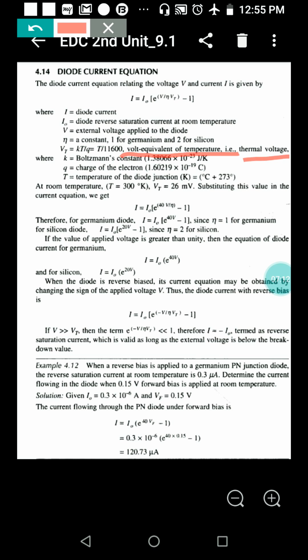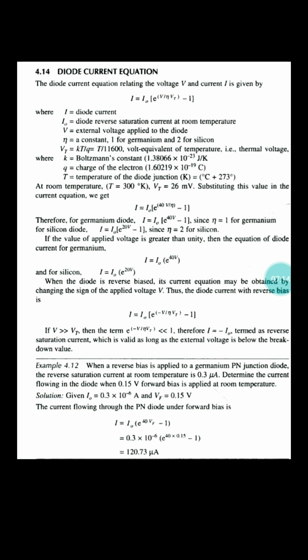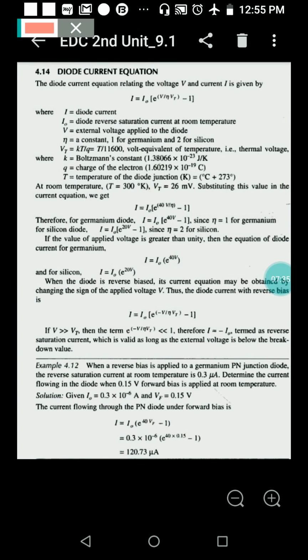Now what about k? k stands for the Boltzmann constant, 1.3 into 10 to the power of minus 23 joule per Kelvin. What about q? q is nothing but the charge of the electron, 1.6 into 10 to the power of minus 19 coulombs. What about T here? T is the temperature of the diode. One by one I will read here: diode current, diode reverse saturation current, external voltage, eta, Vt, k, q and T.